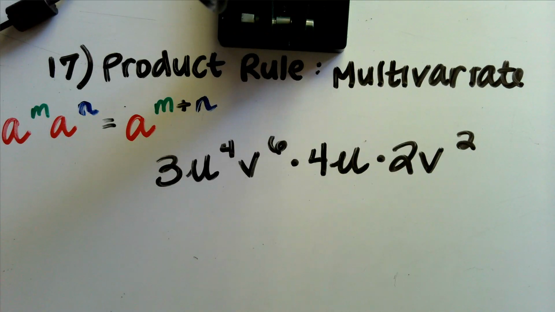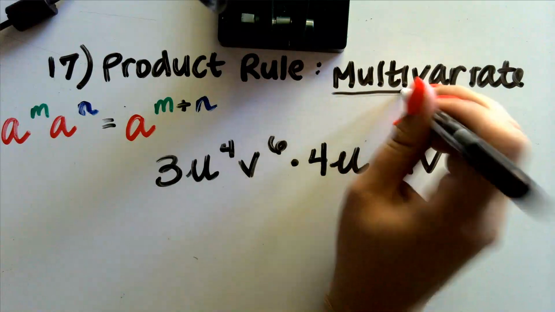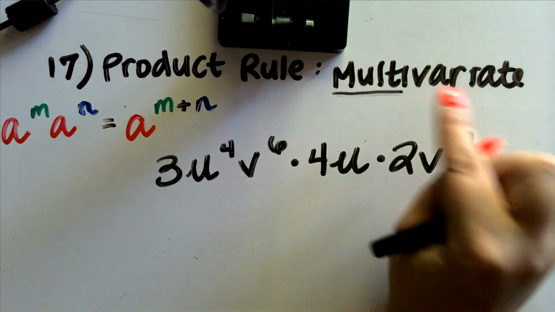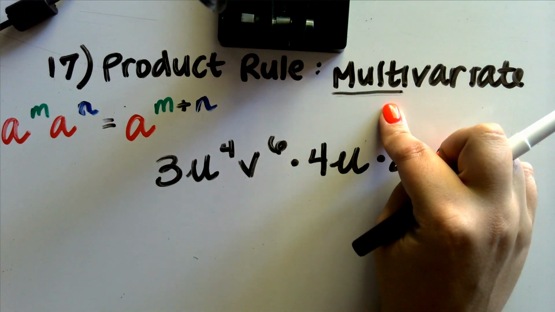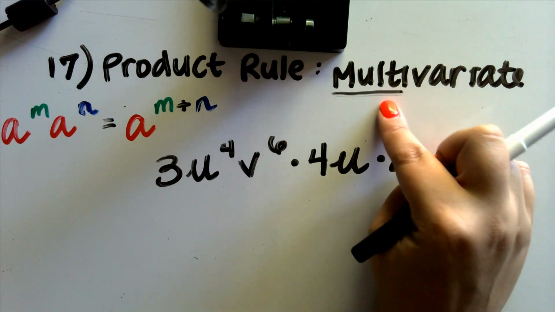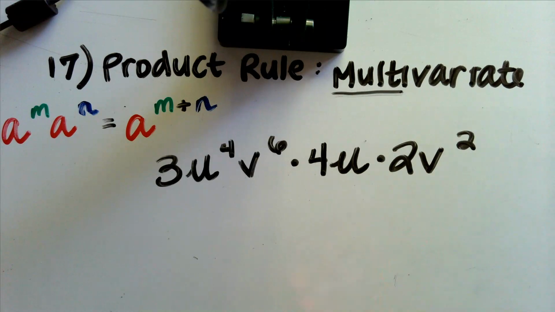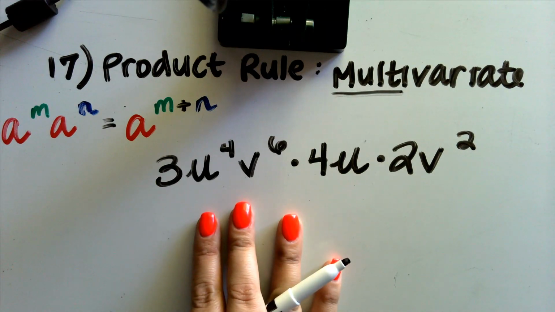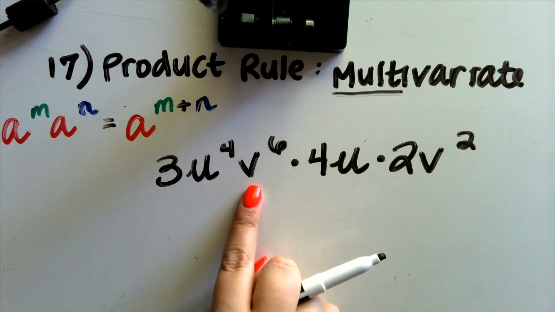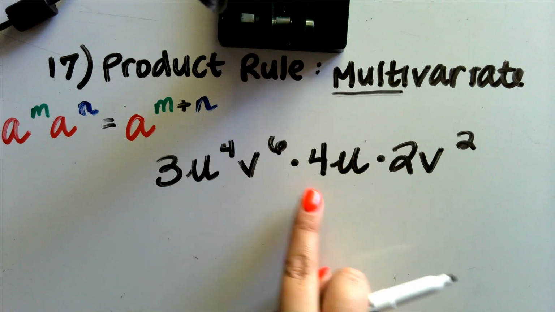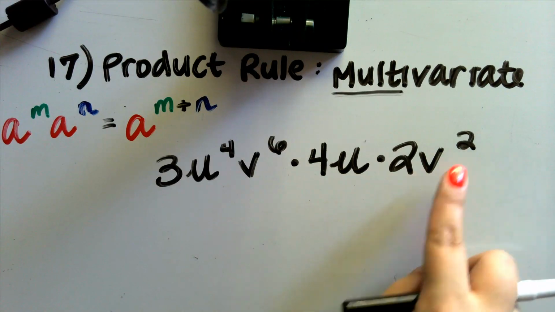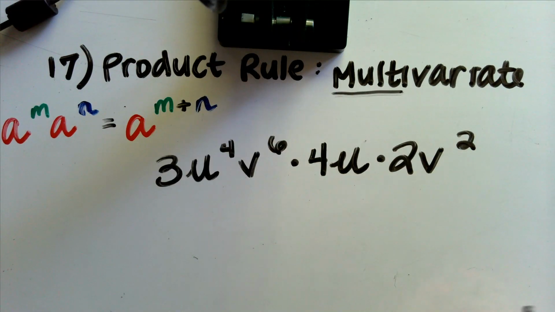Hello again, guys. Today we're talking again about the product rule, except this time we're using multivariate expressions. If you think back to the last video, we had univariate expressions before, but now they're multi. So that just means that there is more than one variable, which we see in our first example of 3u to the fourth v to the sixth times 4u times 2v squared, okay?